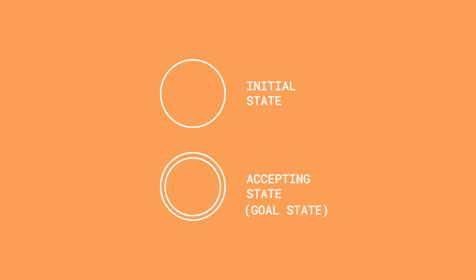A double circle represents an accepting state. You might also hear it called the goal state, and it's the state which shows whether an input is acceptable. You can have more than one accepting state.